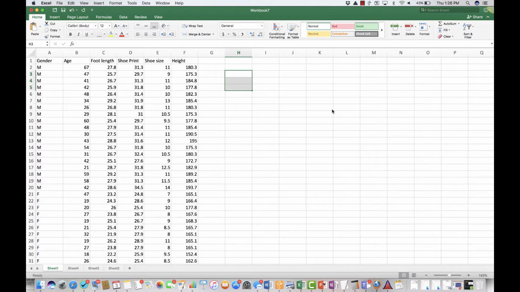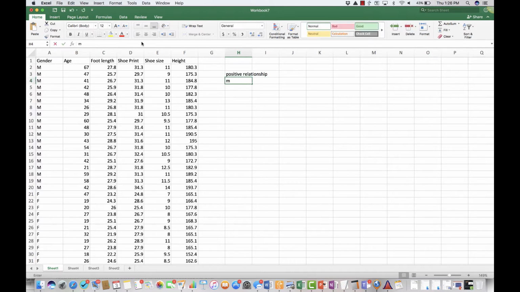I'm going to choose two variables from this data set I think are related. I think your height and your foot length are related. The longer your foot is, the taller you should be, right? That would mean it's a positive relationship, as both of these would move in the same direction. An increase in foot length would be an increase in height.